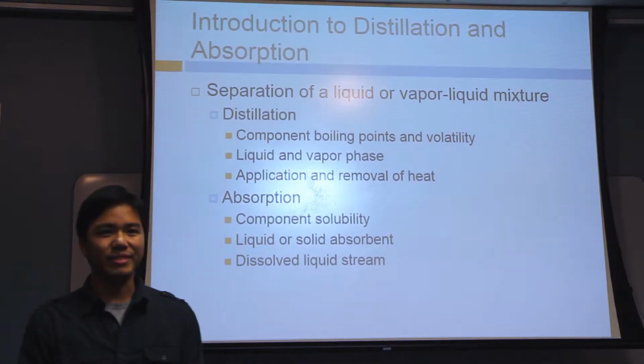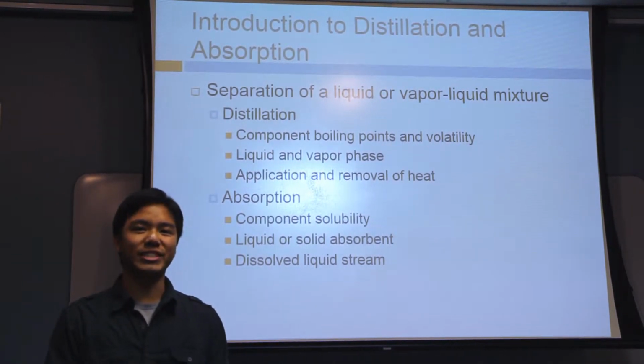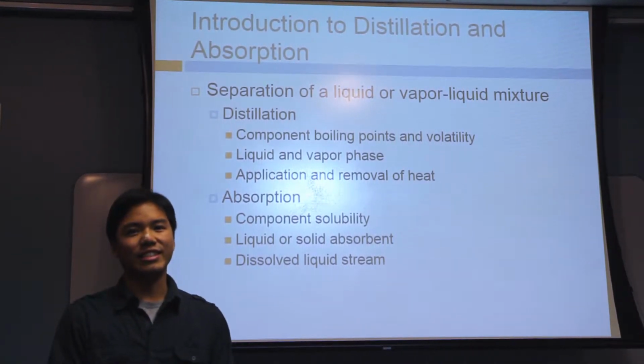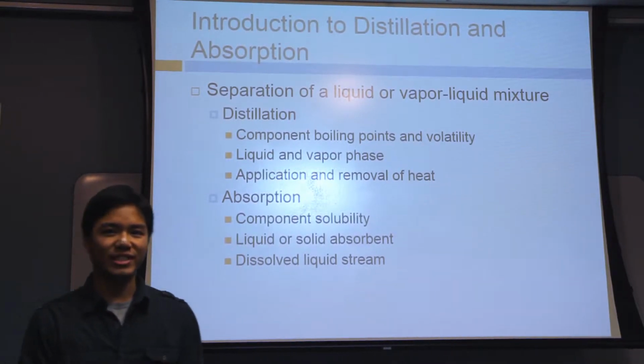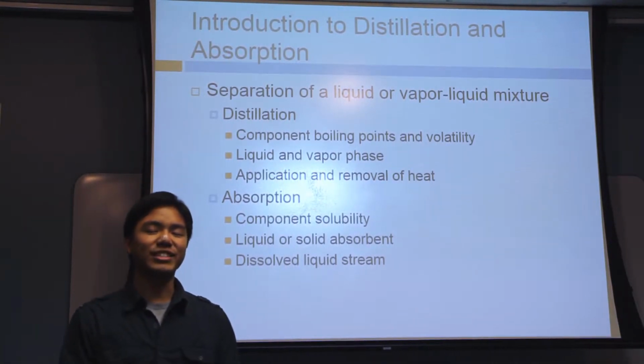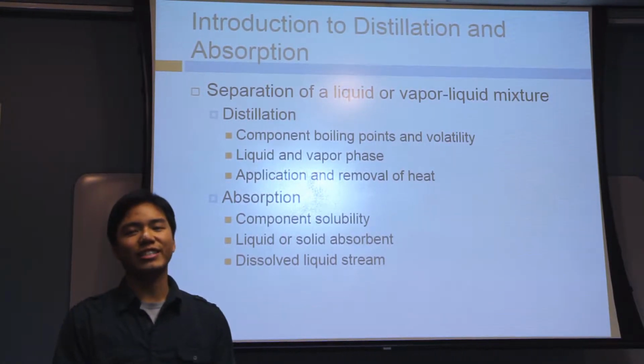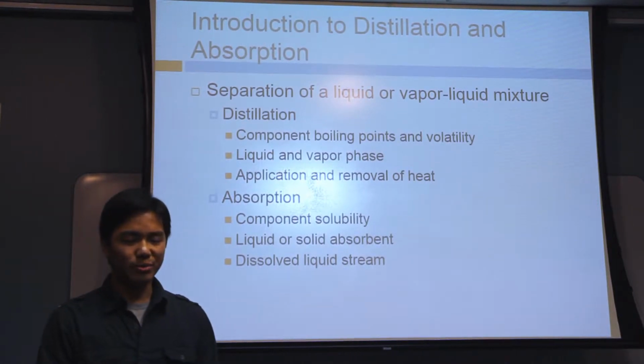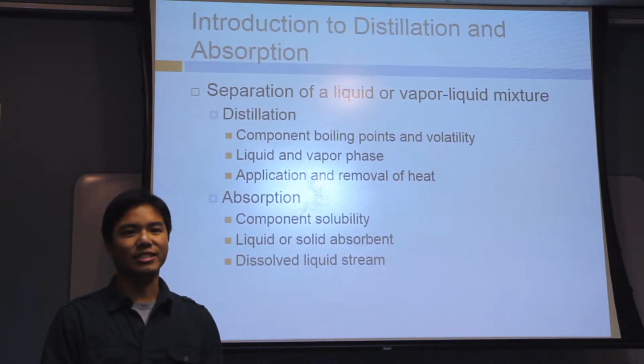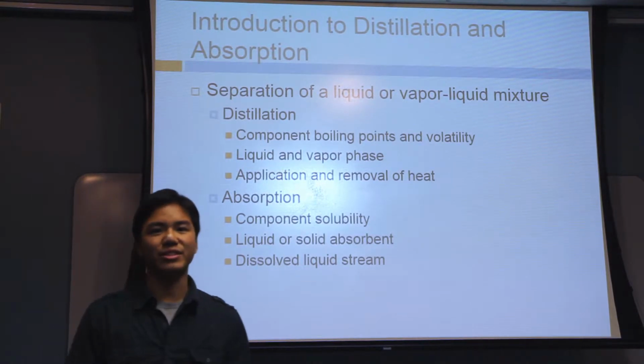Distillation and absorption. It's a separation of a liquid or vapor-liquid mixture. In distillation, it's based on the components' boiling points and volatilities. Here, a liquid and vapor phase is always present to allow the contact between them. It uses the application and removal of heat to do the separation. Absorption is similar to distillation in a sense, but it's based on the component solubility. Here, a liquid or solid absorbent is used within the column to dissolve the feed stream into a liquid stream.